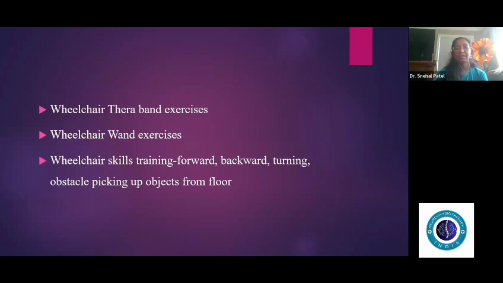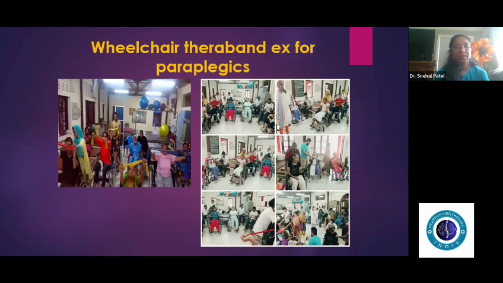So there are other exercises. There is a wheelchair theraband exercise, wheelchair wand exercise, wheelchair skills training: forward, backward, turning, obstacle, picking up the object from the floor. So these are a few exercises with the therabands depending on the patient's resistance, like the light-weighted, medium. You can use any yellow, red, or green. So you can use the upper limb strengthening exercise with the TheraBand. Some of the wand exercises for the upper limb like the shoulder flexion, extension, abduction, the elbow flexion with the help of the caretakers and also with the TheraBand exercise.